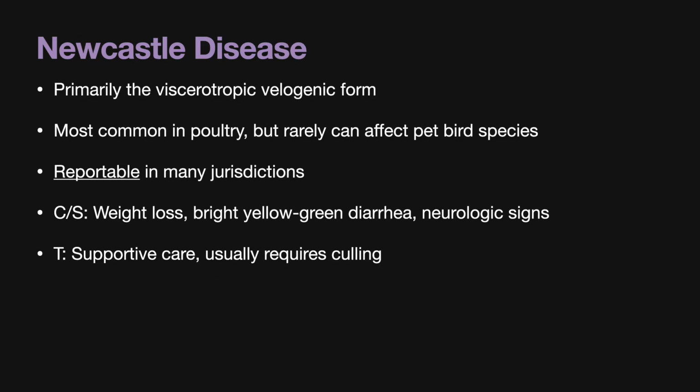Newcastle disease is a viral infection that is most common in poultry, but can also affect pet birds. In our pet birds, the viscerotropic velogenic form of Newcastle disease is the primary concern. This disease is reportable in many jurisdictions. Clinical signs include weight loss, bright yellow-green diarrhea, and neurologic signs. Treatment is primarily supportive care, but often jurisdictions require affected birds with this disease to be culled.